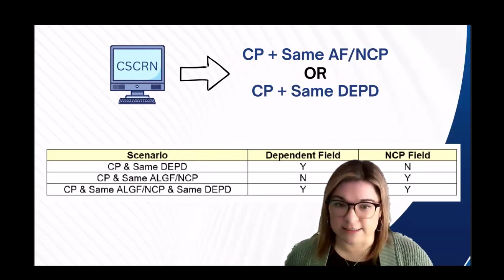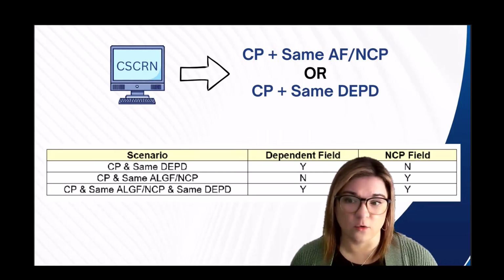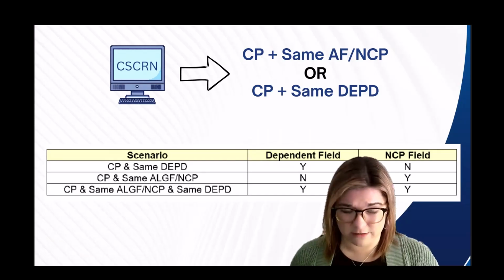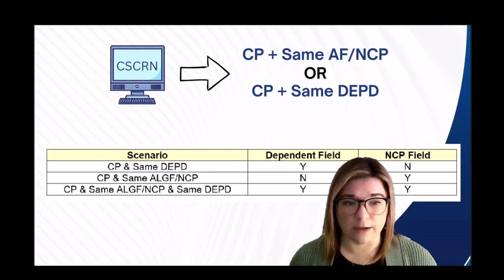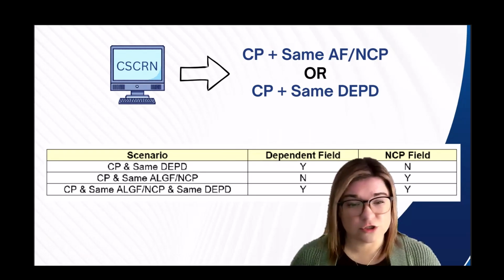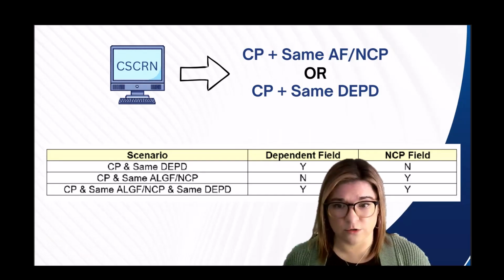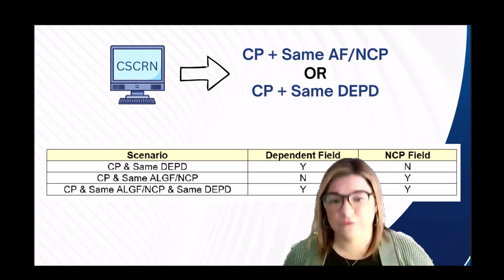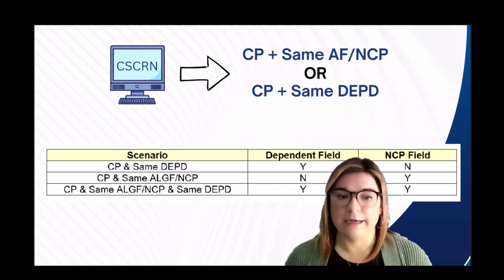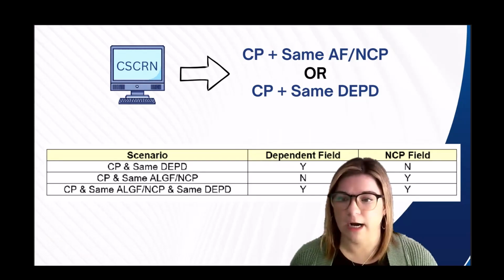When C-Screen is accessed, MACSS looks for the CP with either the same alleged father, NCP, or dependent. If a case exists with the CP and same dependent, the dependent field will show a Y. If a case exists with the CP and the same alleged father or NCP, but different dependents, the NCP field will show a Y. If there is a case with the same CP, alleged father or NCP, and dependent, both the NCP and dependent fields will show a Y.